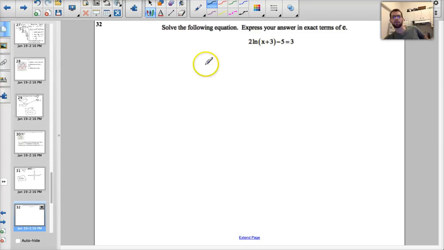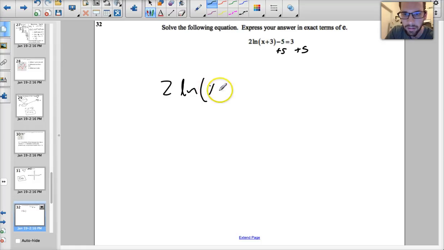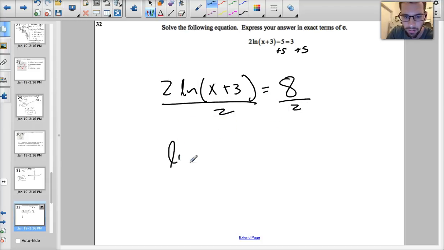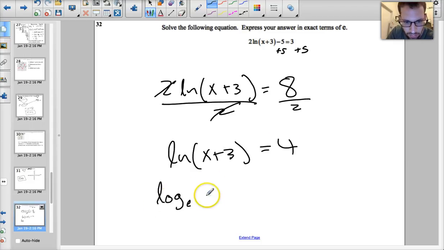32, I have to solve the following equation and express my answer in terms of e. So the first thing I'm going to do is add 5 to both sides and solve this. So I get 2 times the natural log of x plus 3 equals 3 plus 5, which is 8. Then I divide both sides by 2, and I get the natural log, because that cancels with that, of x plus 3 equals 4. Then I'm going to rewrite this in terms of e. So this is the same thing as log base e.